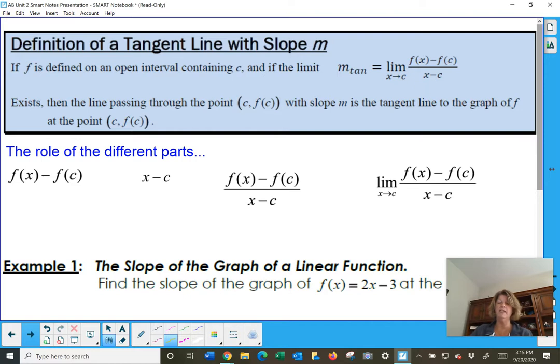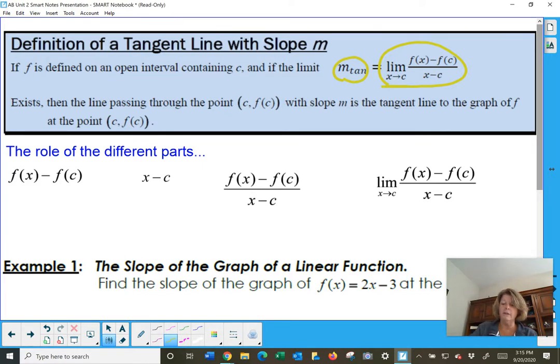So, definition of a tangent line with slope of m. If f is defined on an open interval containing c, and if the limit as x goes to c of the difference quotient, f of x minus f of c over x minus c, gives us the slope of the tangent line, then if that exists, the line passing through the point c, f of c, with the slope m is the tangent line to the graph of f at the point c, f of c.